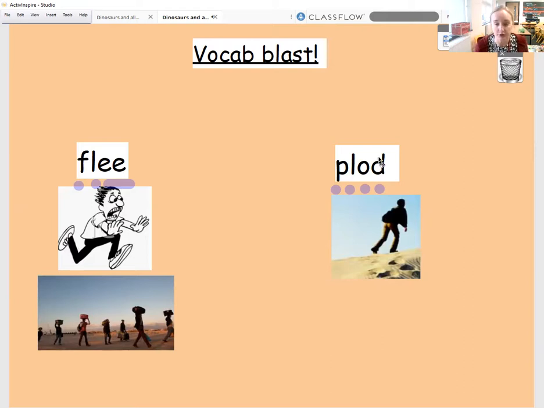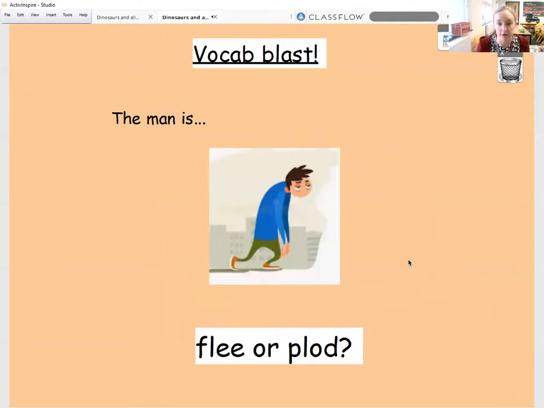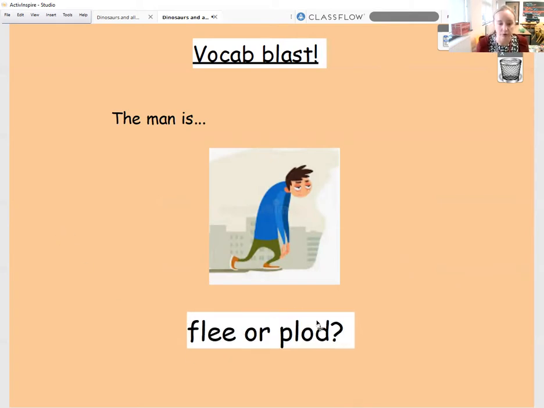plod, which is also a verb, and if you're plodding, means you're moving along quite slowly. So we have this picture up here. As you can tell, this man is plodding along in the sand, moving quite slowly in the sand. So I'm going to show you a picture, and what I want us to have a go at doing is thinking of a sentence that we can say using the verb flee or plod.